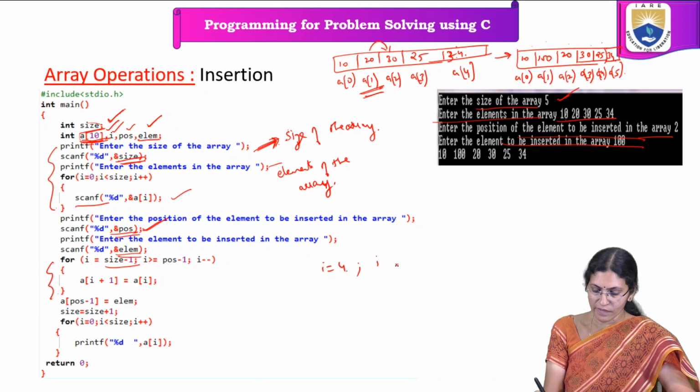The condition to be tested here is I greater than or equal to position minus 1. The position we have specified here is 2. So I greater than or equal to 2 minus 1, that is 1.